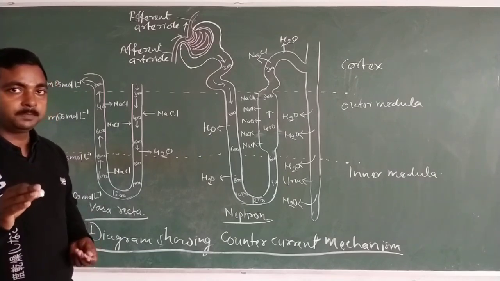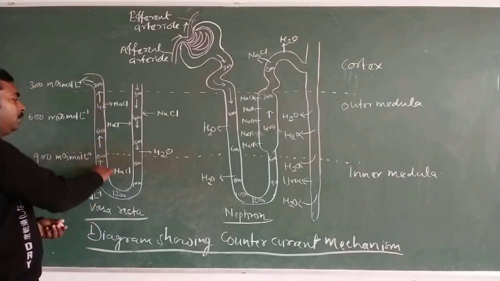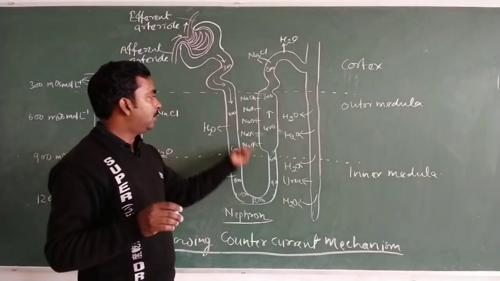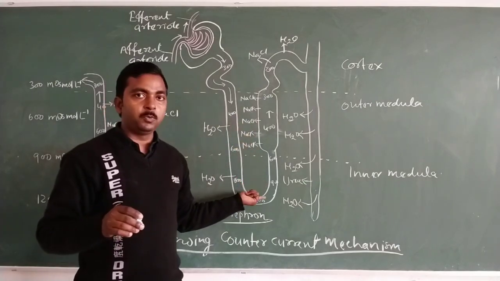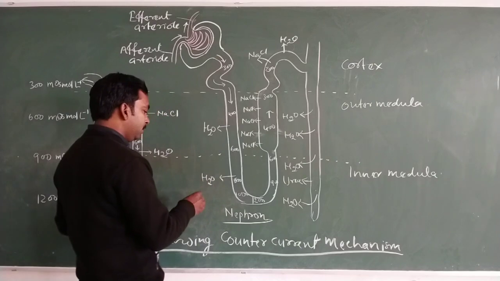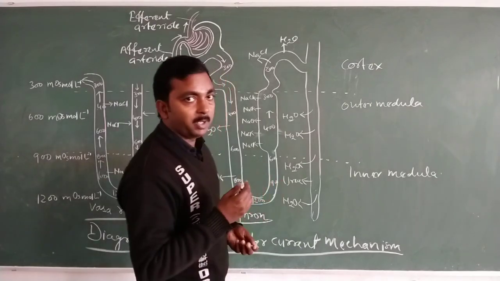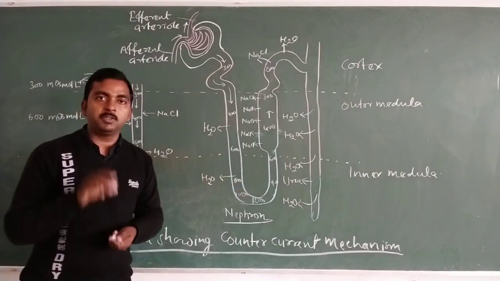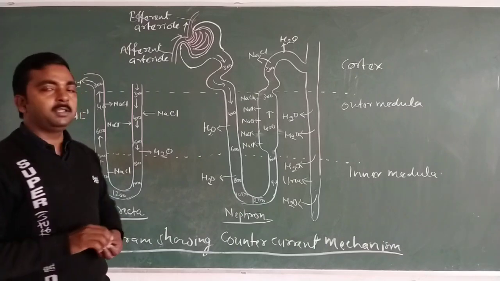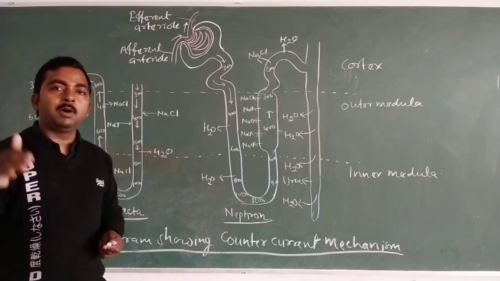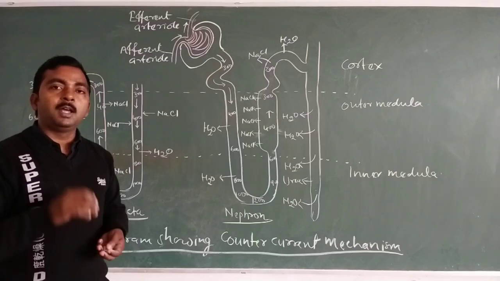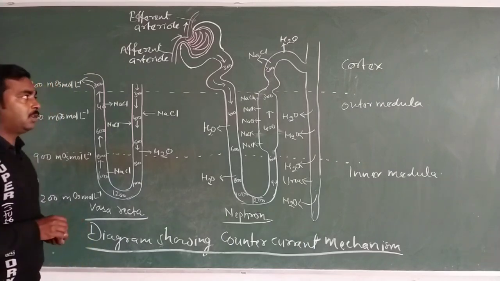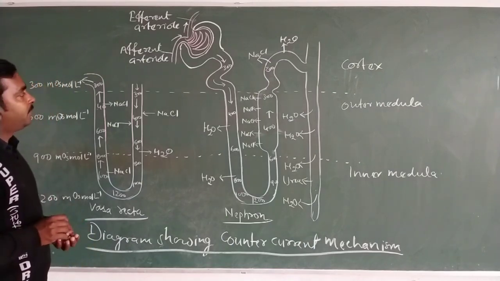It is the flow of liquid in opposite directions in the vasa recta as well as the Henle's loop of the nephron. We observe the counter current mechanism especially in the vasa recta and Henle's loop, because in these two structures inside the nephron the flow of liquid takes place in opposite directions, and that is why it is known as counter current.